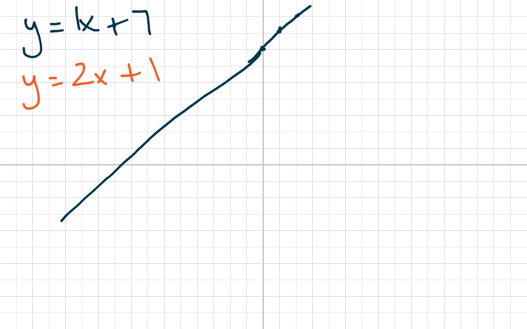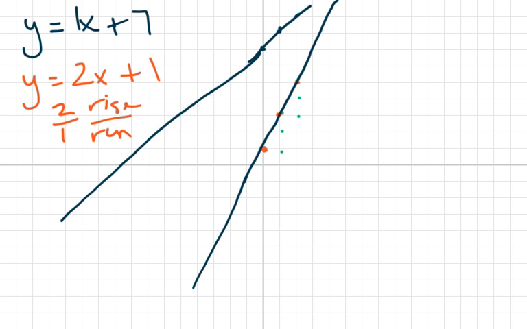Now the red one, I go up 1. There's my first point. And then my slope is 2 over 1, which means I rise 2 and run 1. So run 1, rise 2. I'll do it again. Run 1, rise 2. And I'm going to connect those dots. And it's actually going to intersect off of the screen. So I can't tell where they're going to intersect because of the way I graphed it.